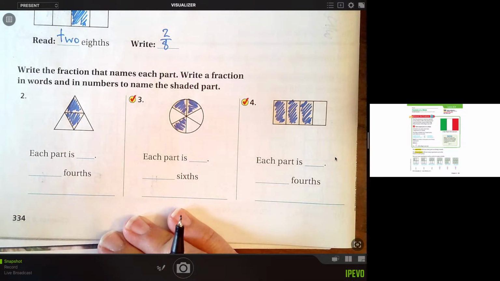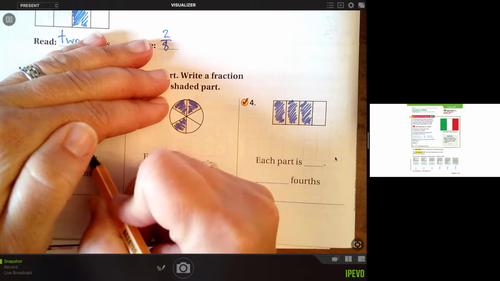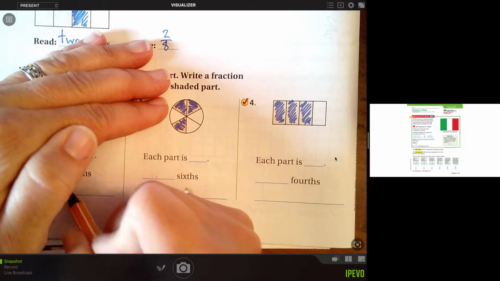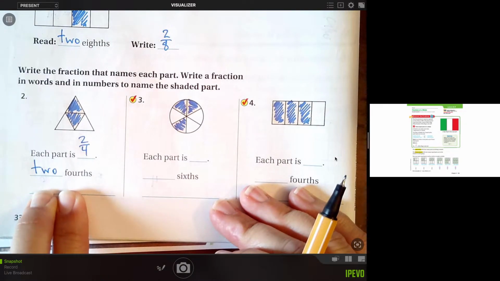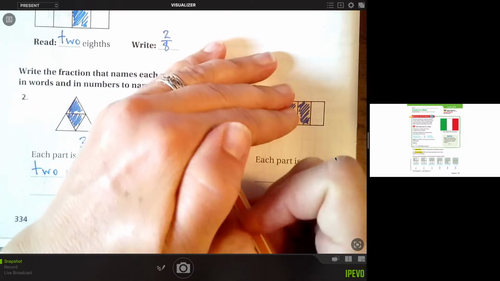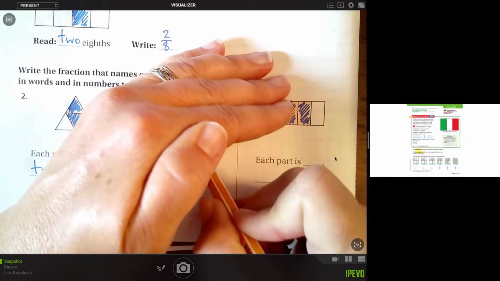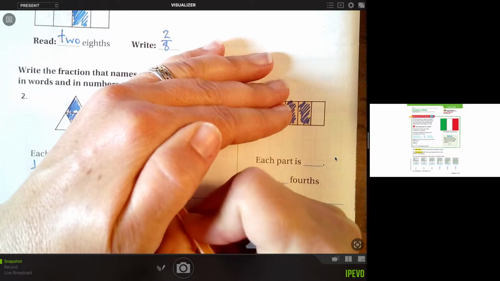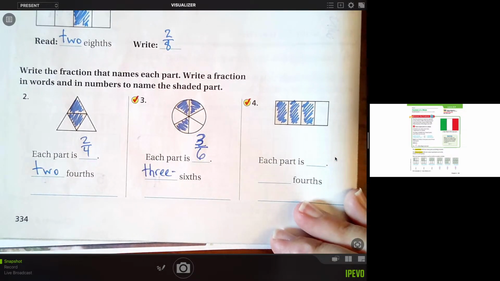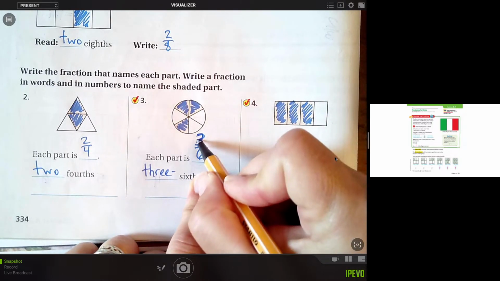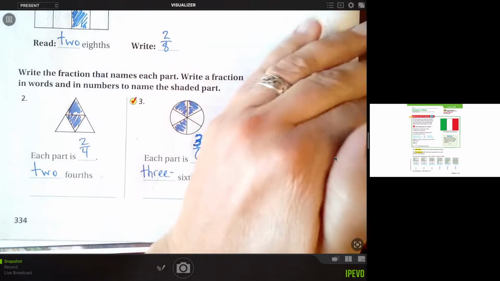Okay? So I'm going to go and put my numbers. Did you get yours? 2/4. All right. Try to write your fraction, your part over your whole, and the word form. Okay. I did make a mistake. I wrote 2 at first, but it's 3/6. All right. And take a look. Write your fraction.